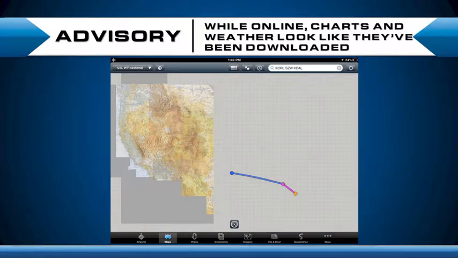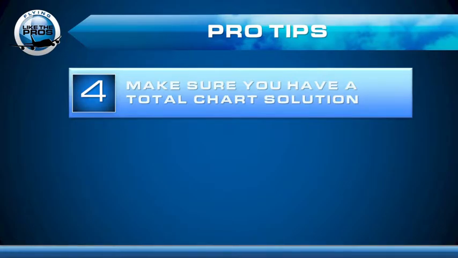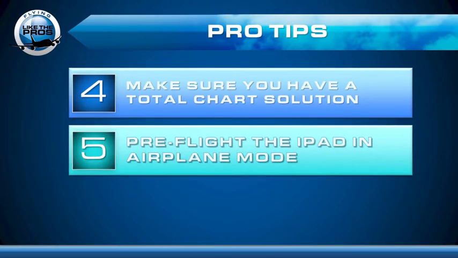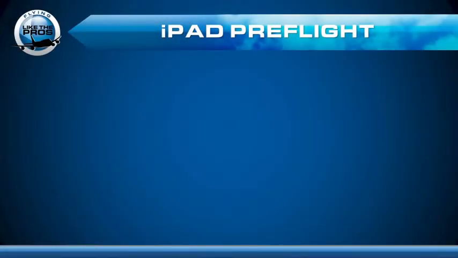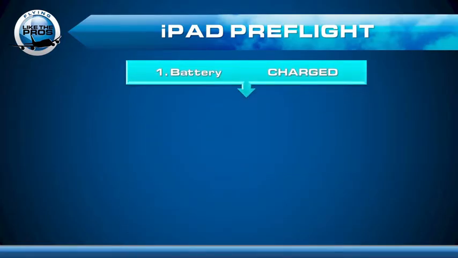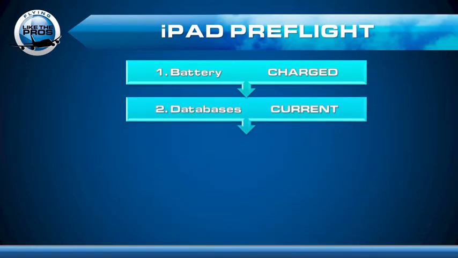So that leads us to our next pro tip. Pro tip number 5 is you need to pre-flight the iPad in airplane mode. Before I walk out the door, I pre-flight my iPad. I've got a simple checklist that I run to make sure I've done all the bits and pieces. The first thing is, is the battery charged? And if it's not, then I make sure I've got an external power source, or I'm going to charge the iPad. The second, are my databases current?